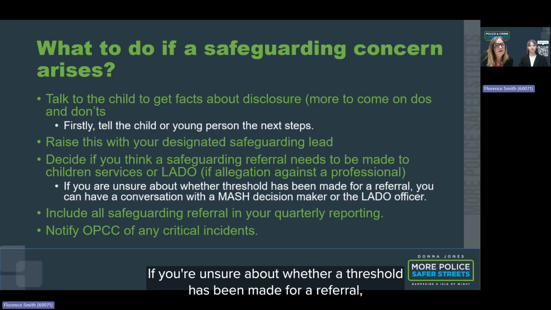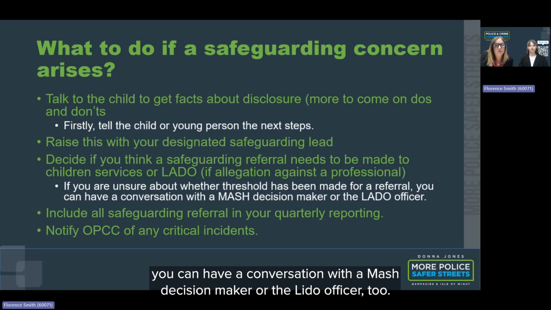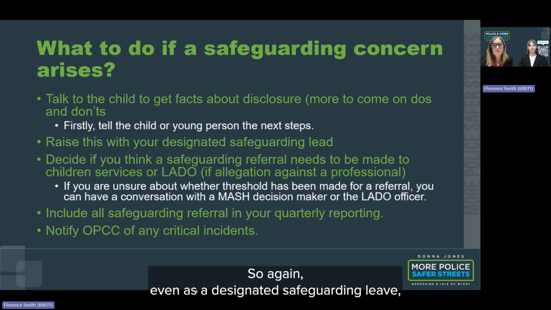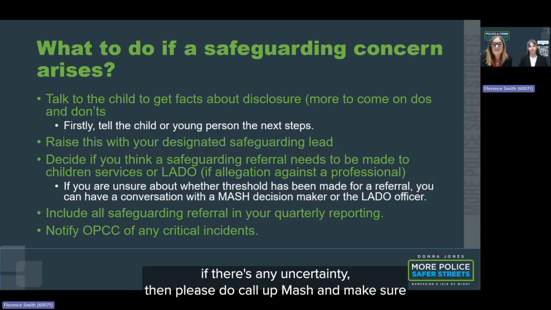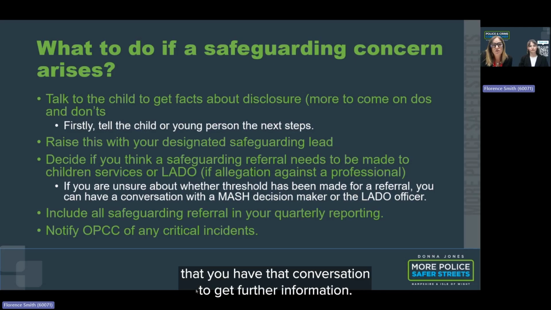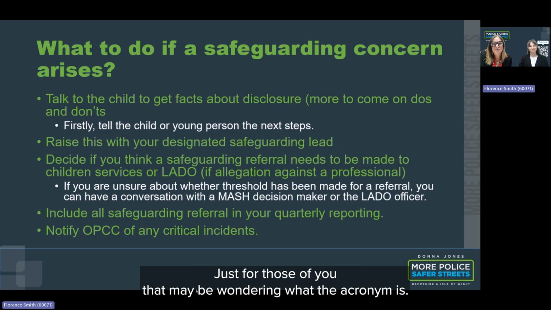If you're unsure about whether a threshold has been made for a referral, you can have a conversation with a MASH decision maker or the LADO officer too. So again, even as a designated safeguarding lead, if there's any uncertainty, then please do call up MASH and make sure that you have that conversation to get further information. And MASH is the multi-agency safeguarding hub, just for those of you that may be wondering what the acronym is.